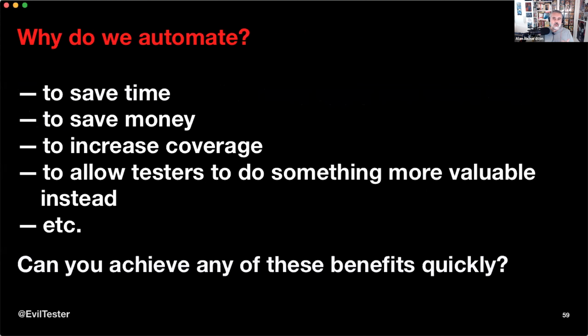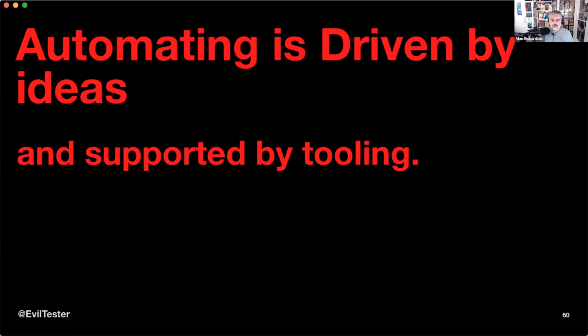So always bear in mind different models of automating. Why do we automate? We automate to save time, money, to increase coverage, to allow us to do something else. Bear those things in mind, and that can help focus your mind so that you don't just do @Test, @Test, @Test. You create whatever you need in order to support your testing. Because ultimately, automation isn't driven by rules. It's driven by our ideas of what we want to cover. It's our ideas of what we could be doing.